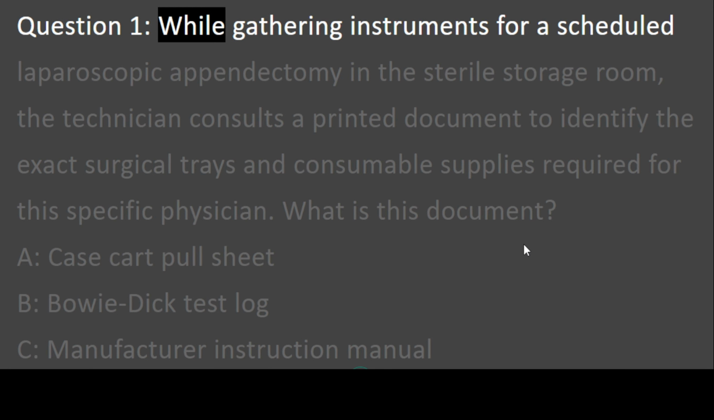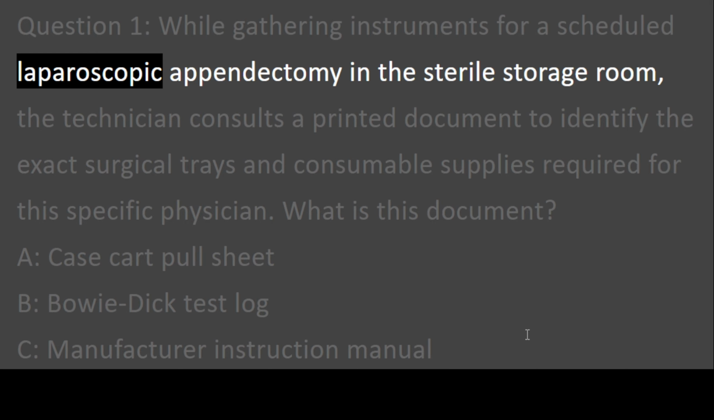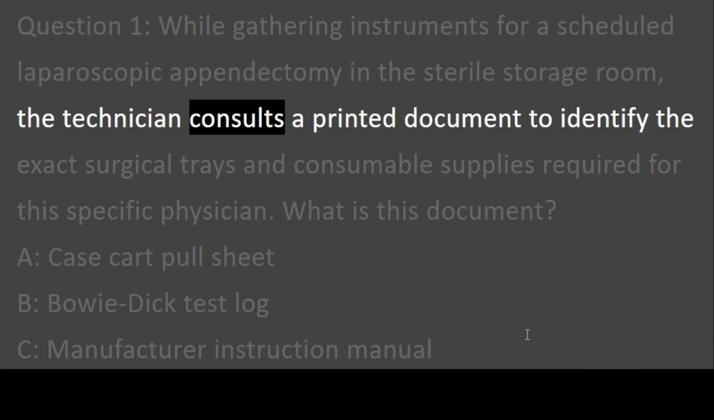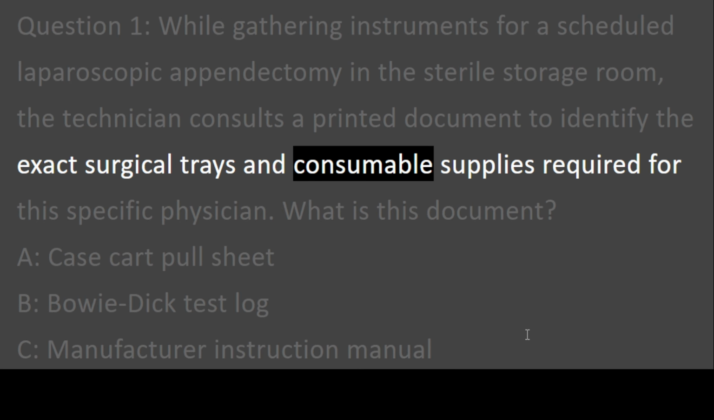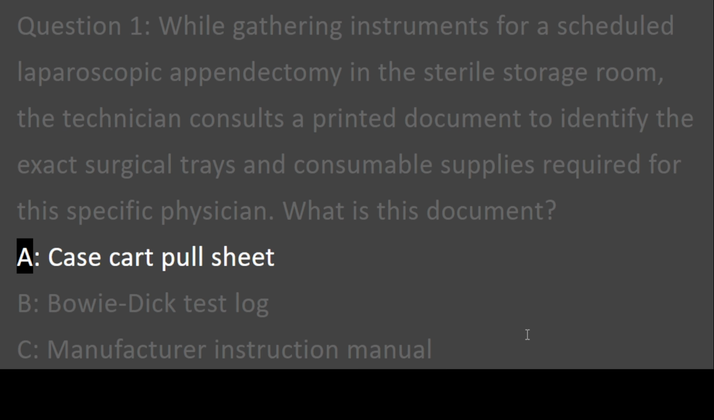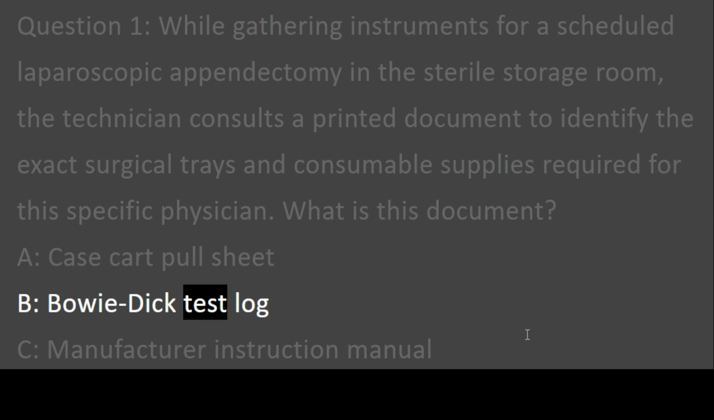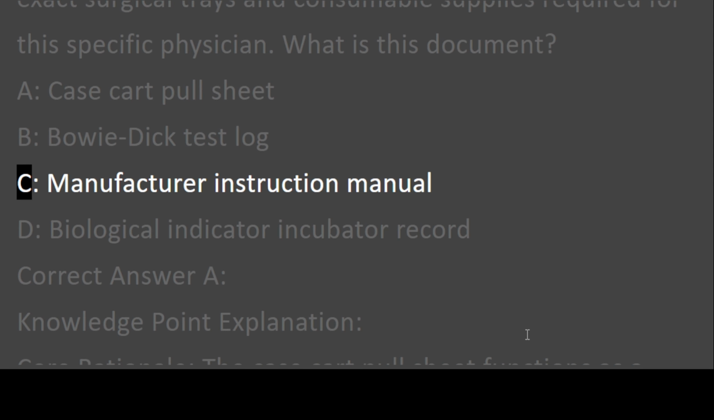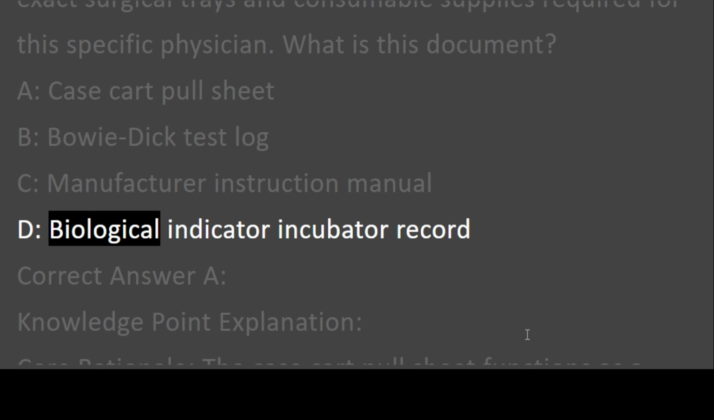Question 1. While gathering instruments for a scheduled laparoscopic appendectomy in the sterile storage room, the technician consults a printed document to identify the exact surgical trays and consumable supplies required for this specific physician. What is this document? A. Case cart pull sheet. B. Bowie-Dick test log. C. Manufacturer instruction manual. D. Biological indicator incubator record.